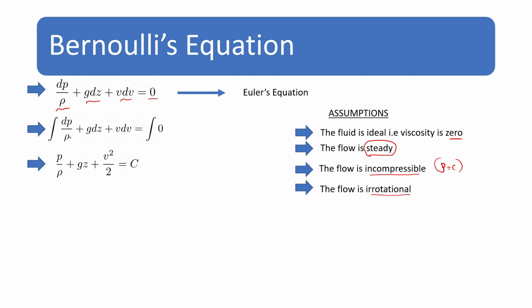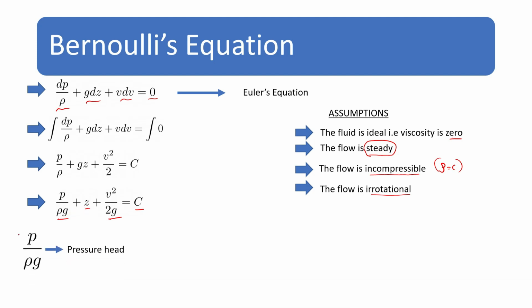For deriving Bernoulli's equation, we are simply integrating the Euler's equation. On integrating dp/ρ plus g dz plus V dV is equal to 0, you will get p/ρ plus g z plus V²/2 is equal to constant. This is equal to p/ρg plus z plus V²/2g is equal to constant, when you divide by g.